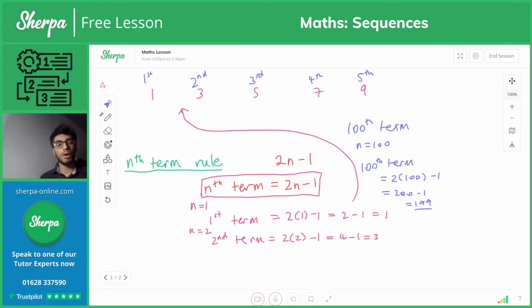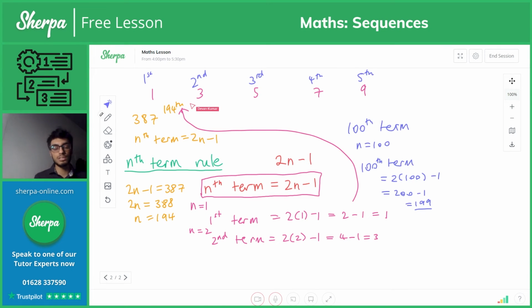Equally though, what if I said to you, I know that the number 387 is in the sequence, but I don't know which term it is. Well, notice what we can do here. We can say the nth term equals 2n minus 1, right? Now, this nth term is 387. That's what we're trying to find out. So we can say 2n minus 1 equals 387. So then 2n equals 388. So if we divide both sides by 2, we get n equals 194. What does that mean? Well, that means it's the 194th term in the sequence. So this is another reason why having this nth term rule is so useful. It's a solution to trying to identify exactly what the sequence is.